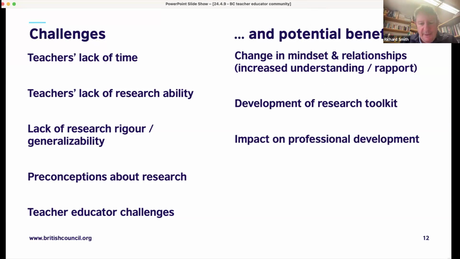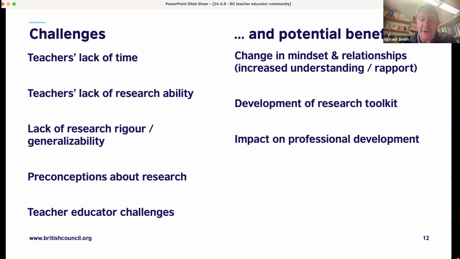They do develop a kind of toolkit. Okay, well, maybe they didn't have that ability, but we provide them with a toolkit which they can use to address issues as they go forward. It has a strong impact on professional development, and for me, this is why I'm very enthusiastic.